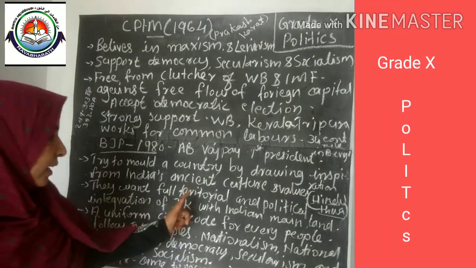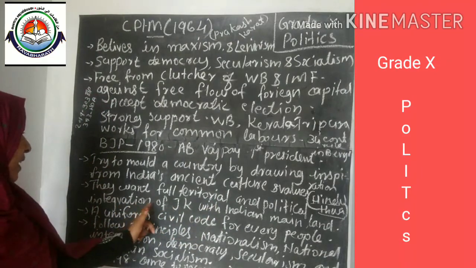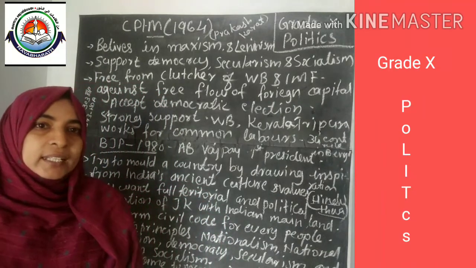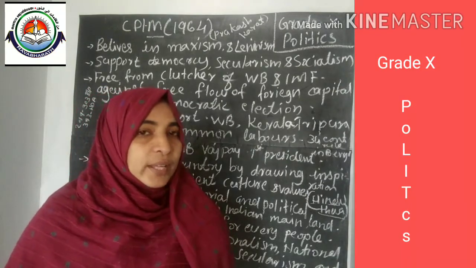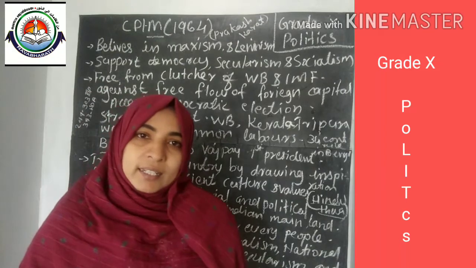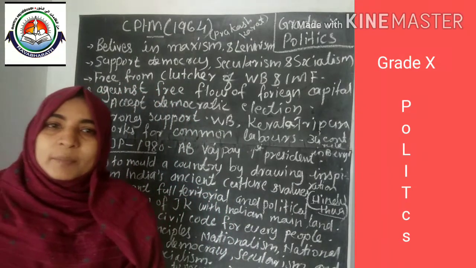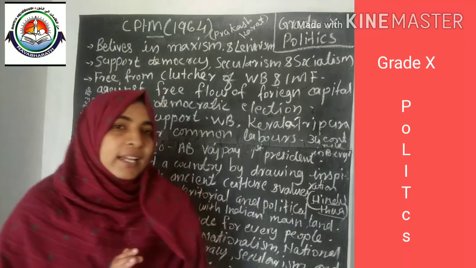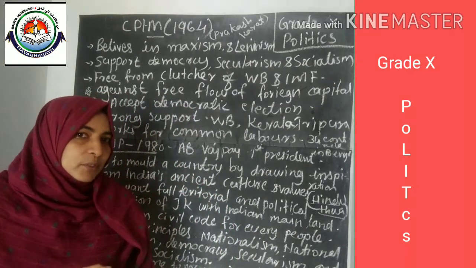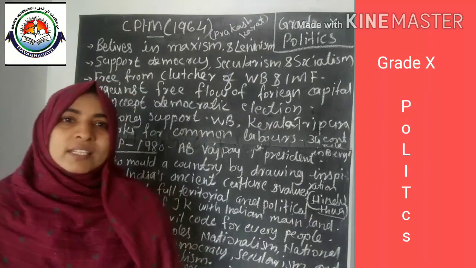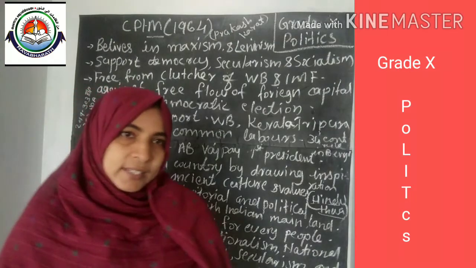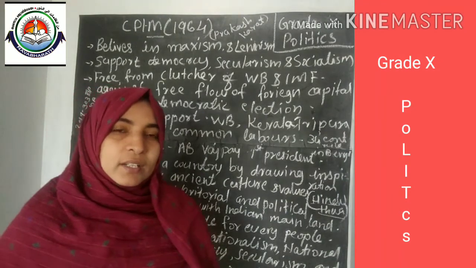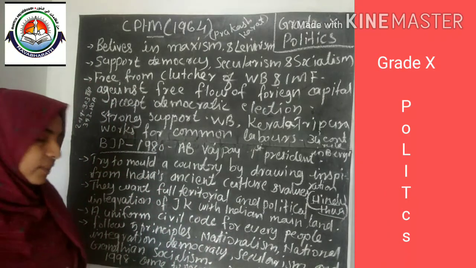They want full territorial and political integration of Jammu and Kashmir with the Indian mainland. We know that up to recently, when Jammu and Kashmir was integrated with our mainland, there was a separate law and order system for Jammu and Kashmir. BJP was against that system and wished to implement territorial and political integration of Jammu and Kashmir with the Indian mainland.